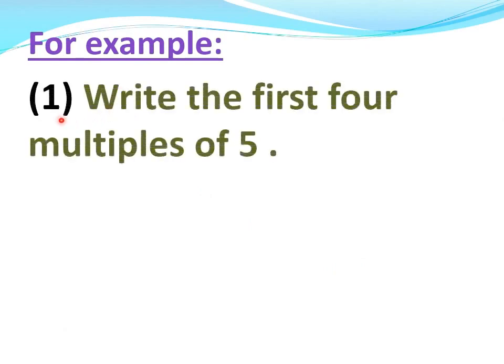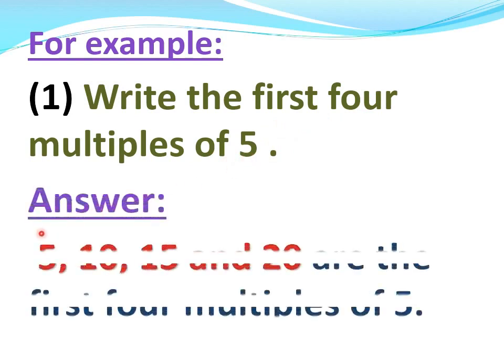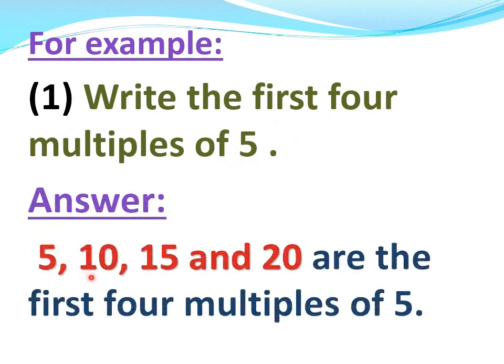For example, question number 1. Write the first 4 multiples of 5. We have to write the first 4 multiples of 5. Answer: 5, 10, 15 and 20 are the first 4 multiples of 5.